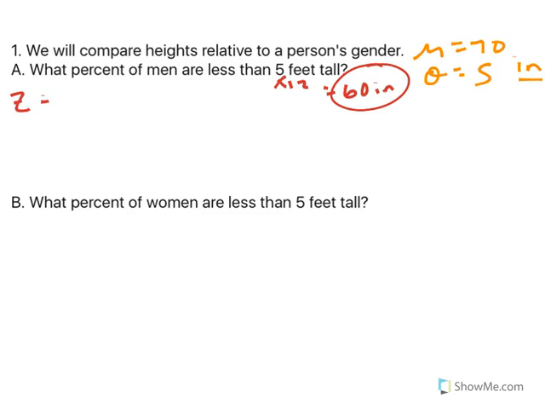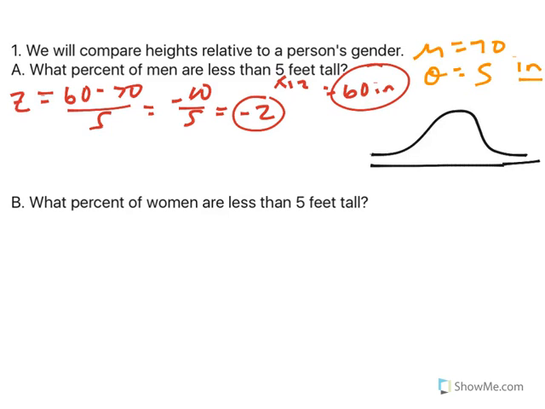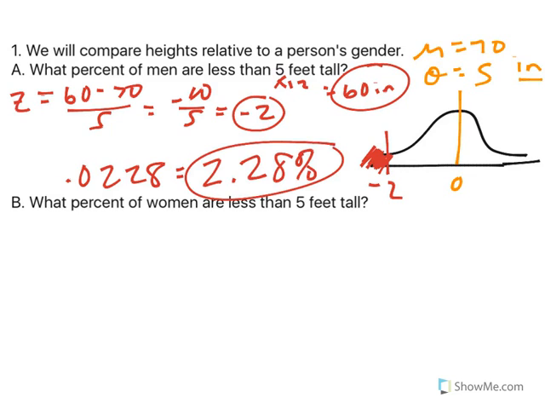So we can find our z-score: value minus the mean divided by the standard deviation. So negative 10 divided by 5 gives us a z-score of negative 2. Now, if we draw the picture of the standard curve, you know that the z-score of 0 is in the middle, or the mean, and therefore the z-score of negative 2 falls to the left of the mean. If we're trying to find the percent of men that are less than 5 feet tall, we're looking to the left of that z-score. So we go to our z-score table, we find negative 2, and we find the answer of 0.0228, but it wants a percent, so change it to a percent, 2.28%. So 2.28% of men are less than 5 feet tall.